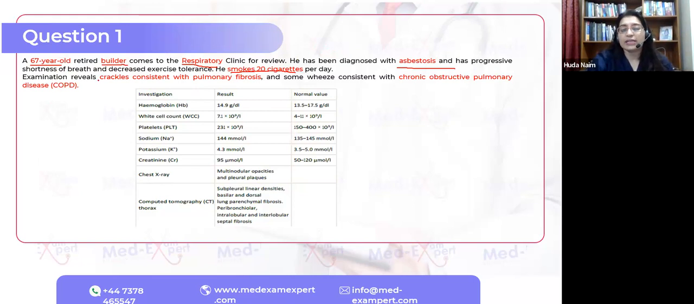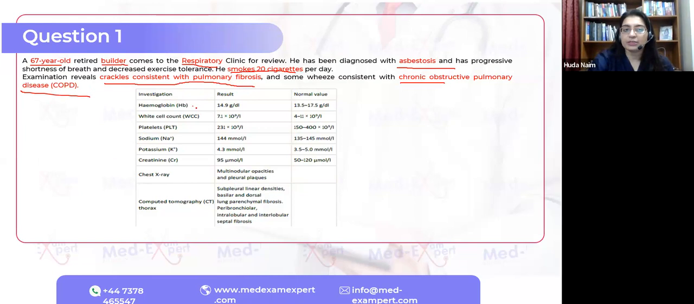Now on the examination, there are crackles which are consistent with pulmonary fibrosis, and there is some wheeze consistent with chronic obstructive pulmonary disease. So now they're telling you that you have pulmonary fibrosis, you have COPD, the patient has asbestosis. Then when you're reading the investigations, always make a note whether it's a normal investigation or there is some abnormality about it.